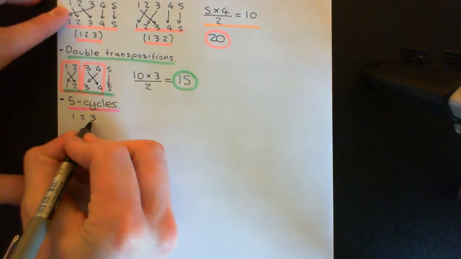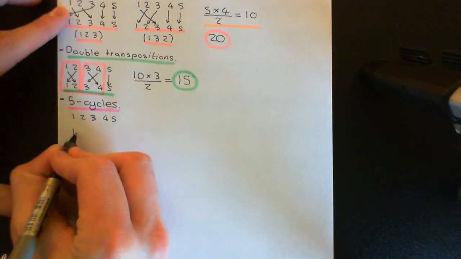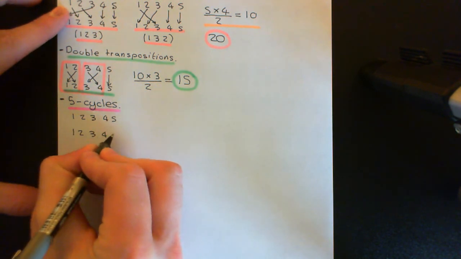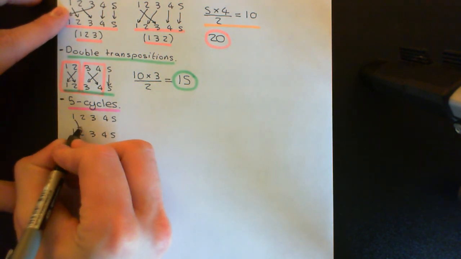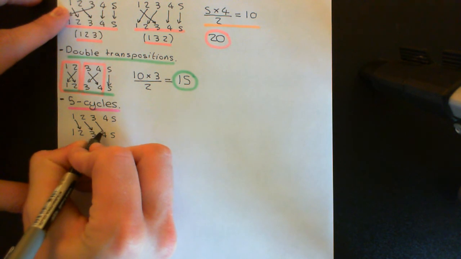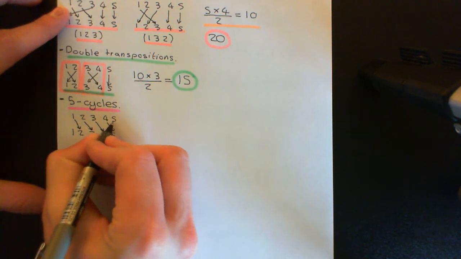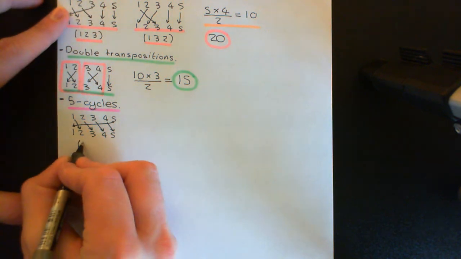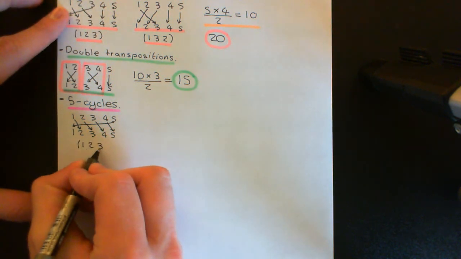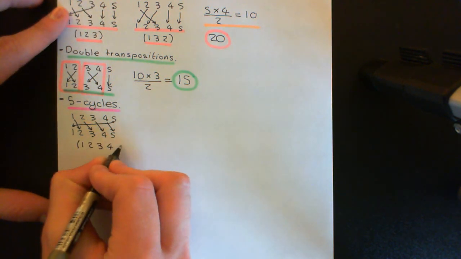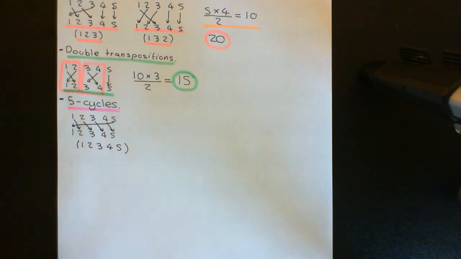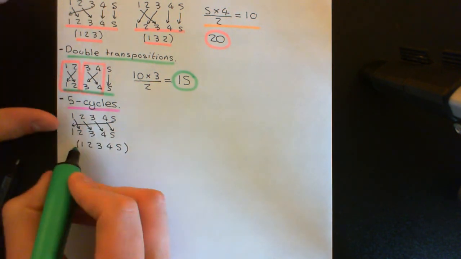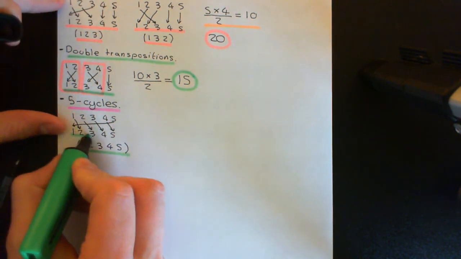I'll draw out my set 1, 2, 3, 4, 5, 1, 2, 3, 4, 5, and an example would be 1 goes to 2, 2 goes to 3, 3 goes to 4, 4 goes to 5, and then 5 goes back to 1. In cycle notation this would be 1 goes to 2, 2 goes to 3, 3 goes to 4, and 4 goes to 5. Just like so. So there is an example of a 5 cycle.